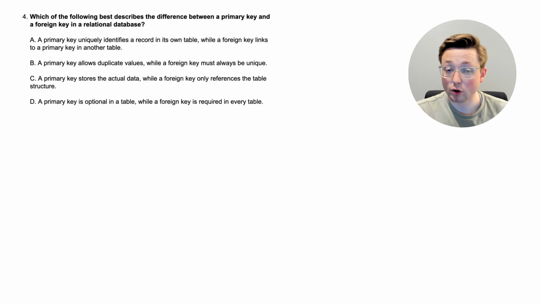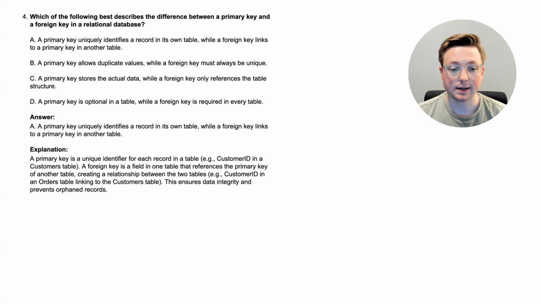So again, if you know the difference between a primary key and a foreign key, that's great. But if not, let's dive into the answer to learn what these are. All right, here we are at the answer A. A primary key uniquely identifies a record in its own table, while a foreign key links to a primary key in another table. And that's the general idea. Of course, we're not diving extremely deeply into this, but that's the general idea that you need to know about this for the CPA exam.